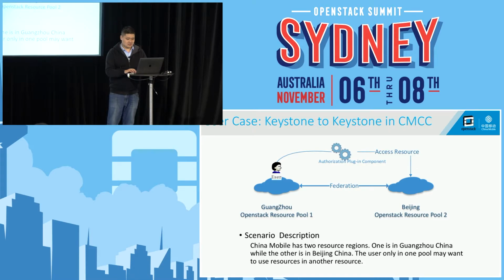There is a similar scenario. I have bought a resource pool in China Mobile, and I want to use the resources in AWS, but I only want to use one account to log in to AWS for security reasons. So in this situation, I may choose this federation.